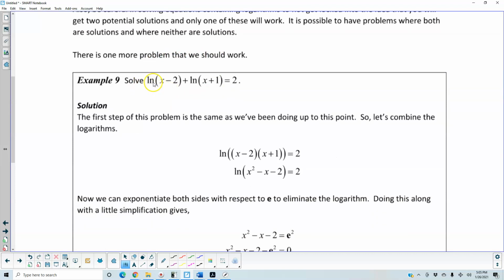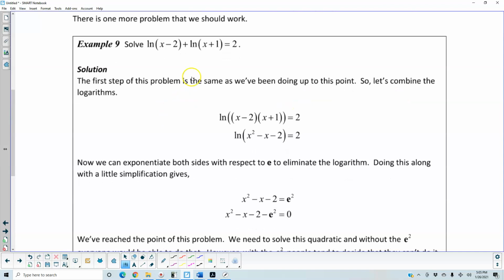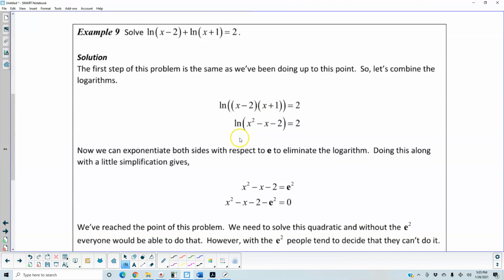Solve ln(x - 2) + ln(x + 1) = 2. So the first step of this problem is the same as we've been doing up to this point. Let's combine the logarithms. Since it's addition, we're going to multiply these two together. So we get (x - 2)(x + 1), which gives us ln(x² - x - 2) = 2.